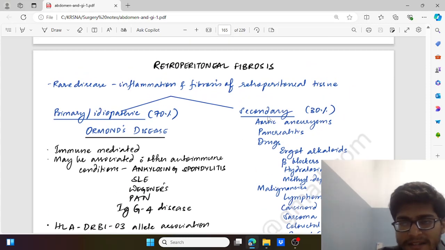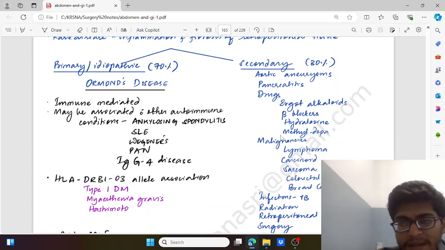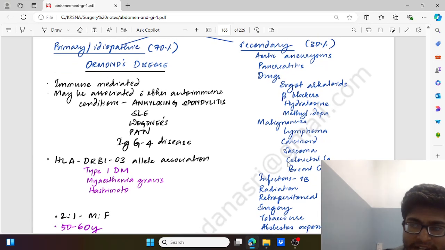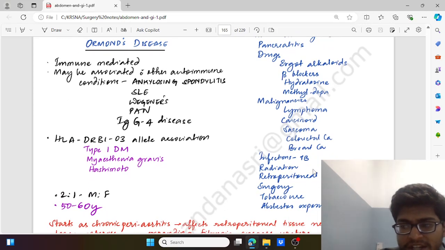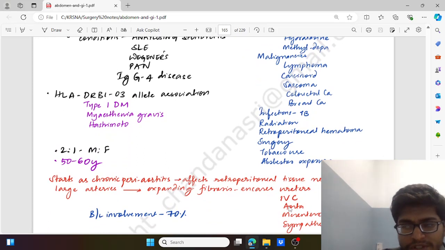The secondary, that is 30%, could be due to aortic aneurysm, pancreatitis, drugs like ergot, beta blockers, hydralazine, methyl dopa, malignancy, lymphoma, carcinoid sarcoma, colorectal cancer, breast cancer, infection like TB, radiation, retroperitoneal hematoma, surgery, asbestos exposure, even tobacco. So these are some of the causes.